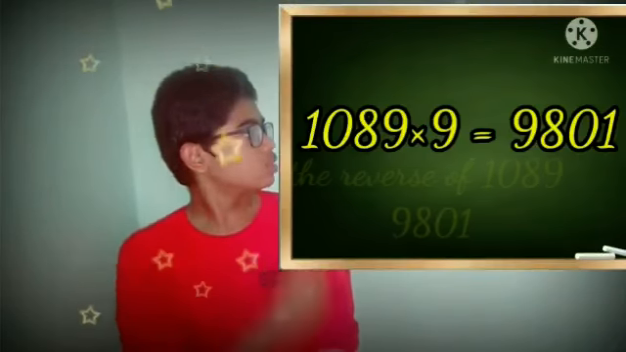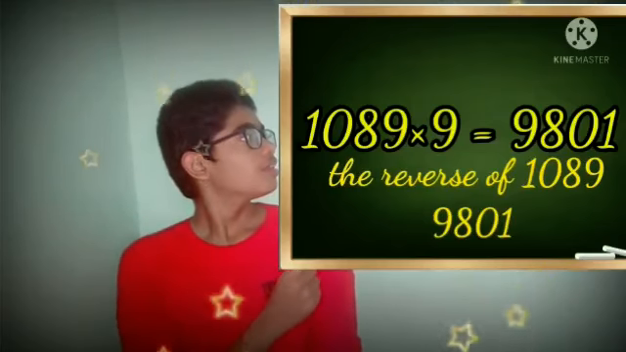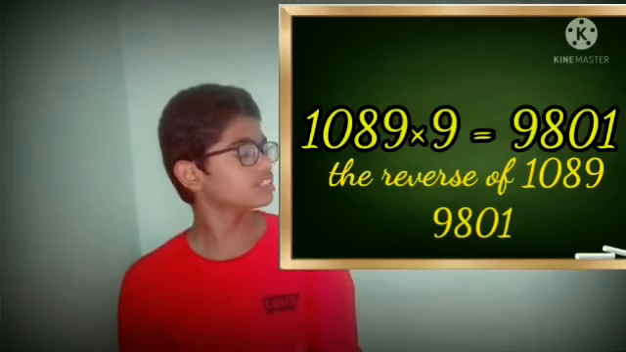Number 5. 1089 times 9 is equal to 9801. The reverse of 1089 is 9801.